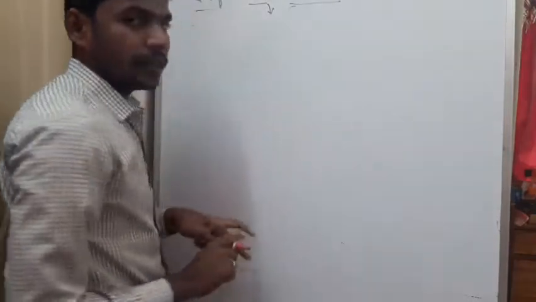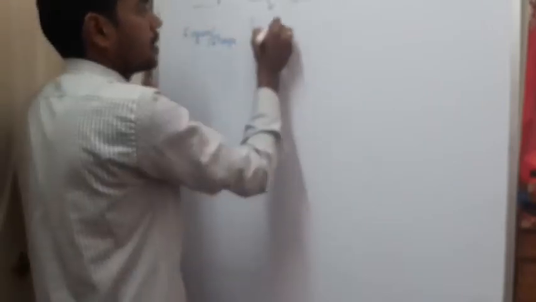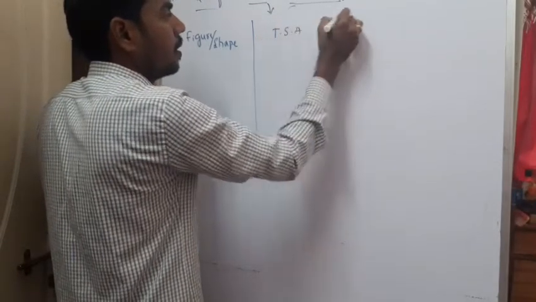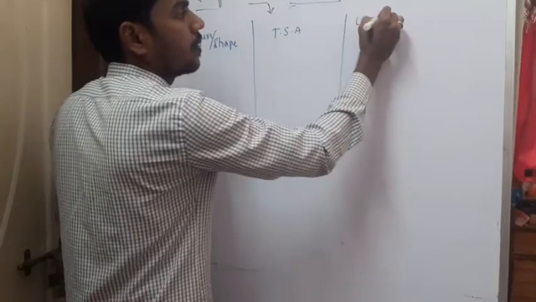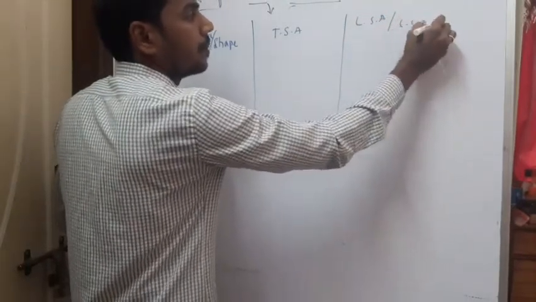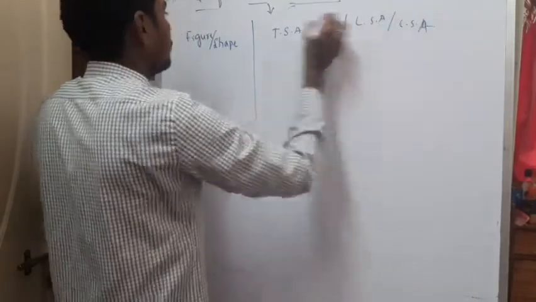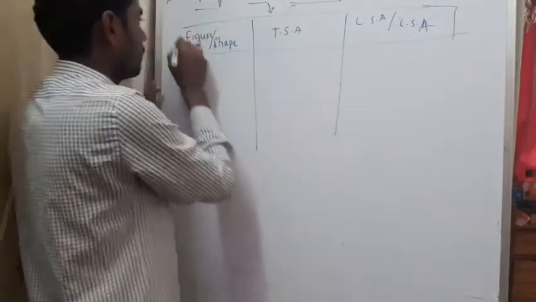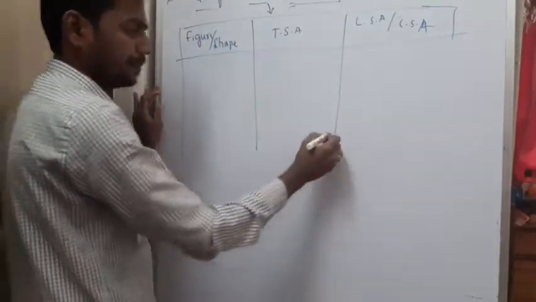So how are you going to write it? With the logic. See, figure or shape. Next, total surface area, and here, lateral surface area or curved surface area. Fine.